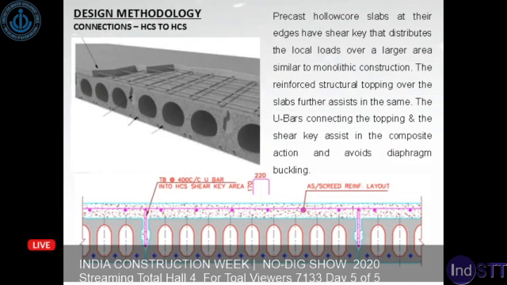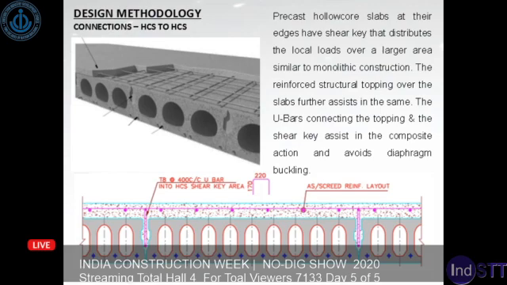The very important part of precast design and construction is connections, because each element is produced individually in the plant, shipped to site, and at the final location they are assembled to give a monolithic equivalent effect.